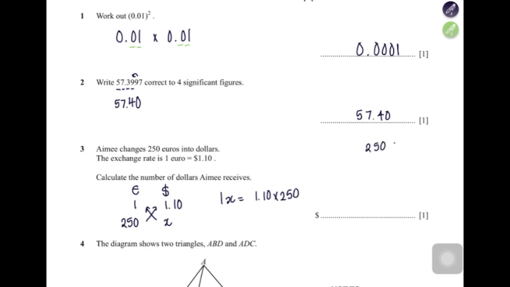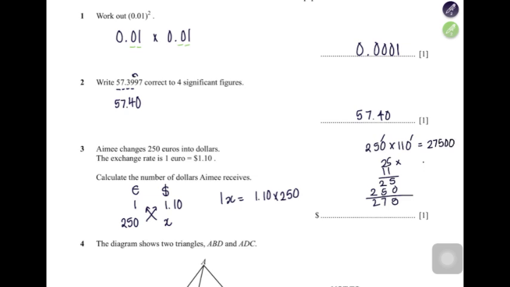250 times 110. I would like to do that without the zeros first. 25 times 11. 5 times 1 is 5. 2 times 1 is 2. Then 0. 5 times 1 is 5. 2 times 1 is 2. You get 275. Now there were 2 more zeros, so you can add 2 more zeros here. 27500.